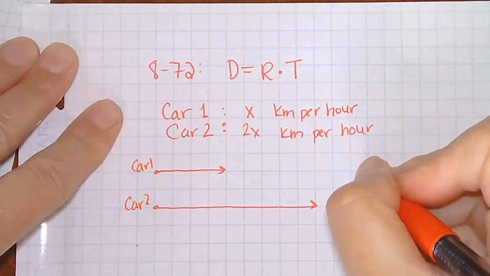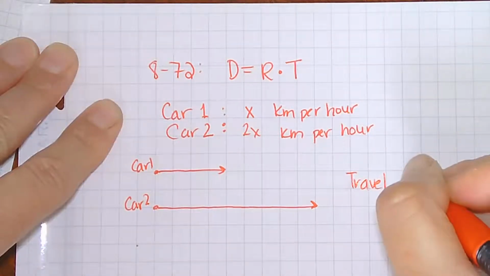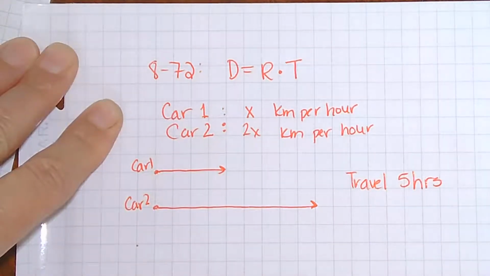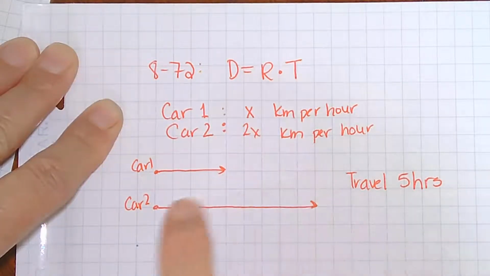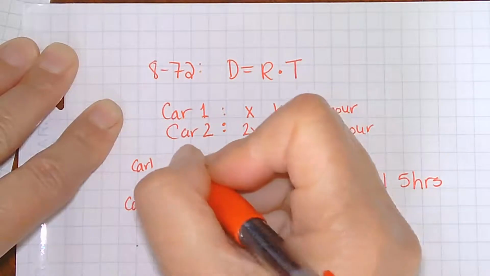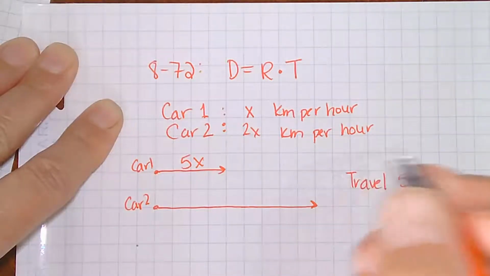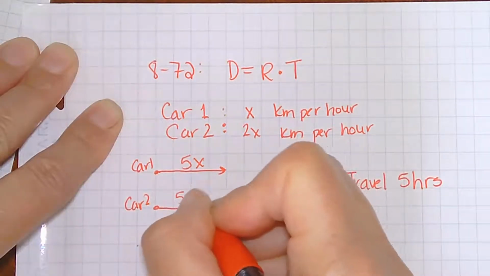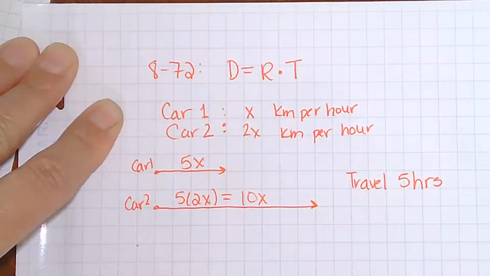And we know that they are traveling for 5 hours. So the distance for each of them, I'm going to take 5 times their rate to get their distance. So car 1 is traveling 5 times x, that's its total distance. And car 2 is traveling 5 times 2x, which is 10x, and that's its total distance.